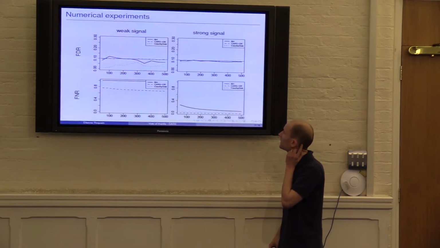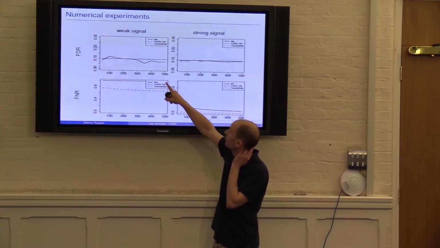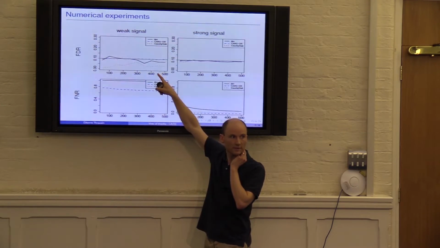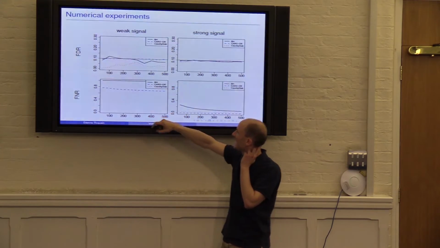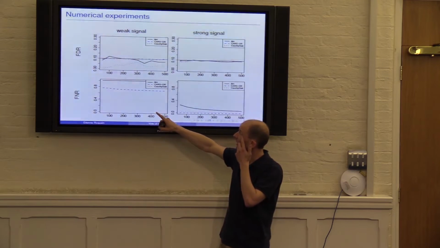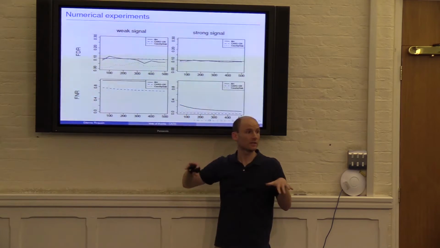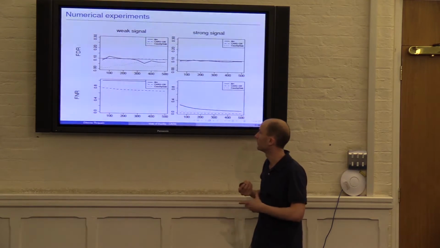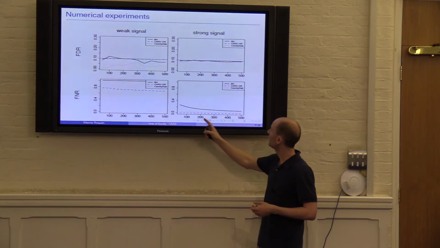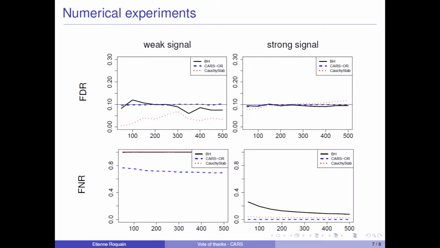And what we can see is that the FDR control seems okay, with a kind of conservativeness, you see, here. And for the type 2 error, when you have weak signal, you don't see anything, but that's reasonable. And if you have strong signal, then you do something between BH and the Oracle Carr's. So it's not too bad.